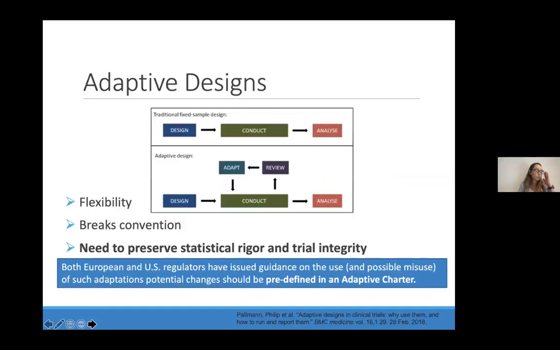Okay, let's check time. So this is, as we already discussed, an interim analysis, a method that is used in an adaptive design trial, right? And what are adaptive designs? In a traditional fixed sample design trial, we would have the design, conduct the trial, and make the analysis at the end. In an adaptive design, we have the design, we conduct the trial, and while we are conducting the trial, we review the trial, adapt, and continue the trial, and also do the final analysis, okay?